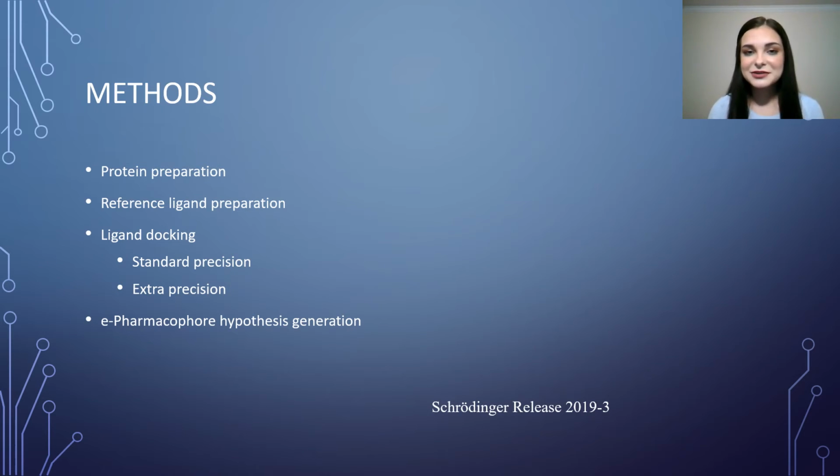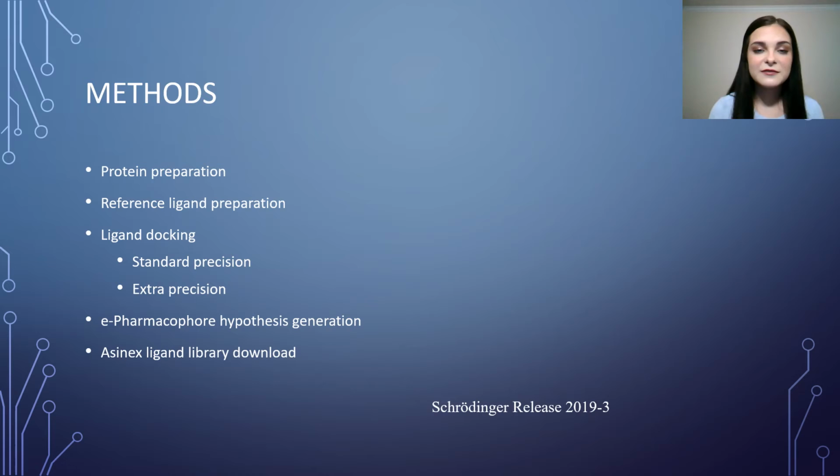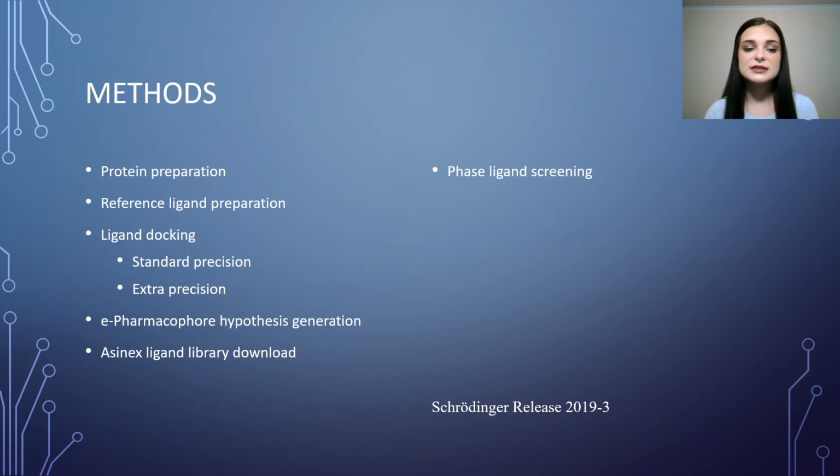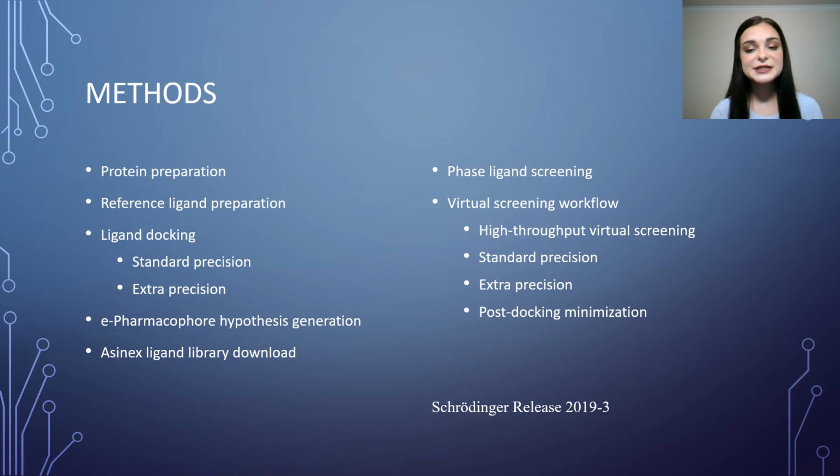After doing this, I downloaded the Acinex ligand library, which is a library of compounds containing over 530,000 compounds. I narrowed down the compounds using phase ligand screening, which utilized the E-pharmacophore hypothesis. I then screened the remaining compounds with high throughput virtual screening, standard precision docking, extra precision docking, and then the structures that remained after extra precision docking, I minimized the structure to get the best binding score.